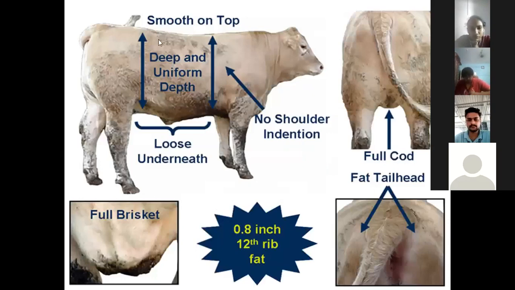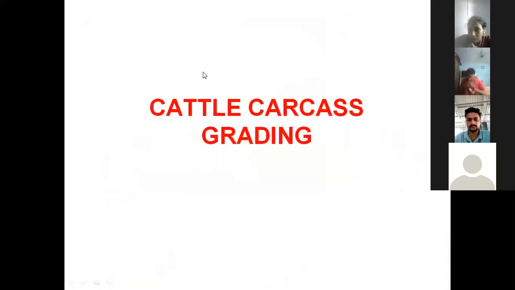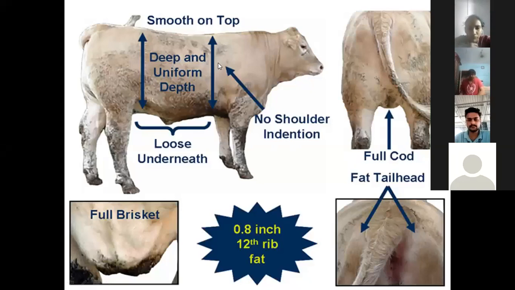See, it has a loose underneath. The underneath will be very loose. There is no shoulder intention. The shoulder and this region are almost the same. When you touch it, you will not feel the difference. There is no differentiation or sharpness. It will always be the same, smooth. No shoulder intention. And you can see the full cord. It will be flabby here.